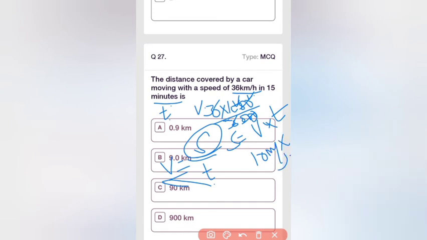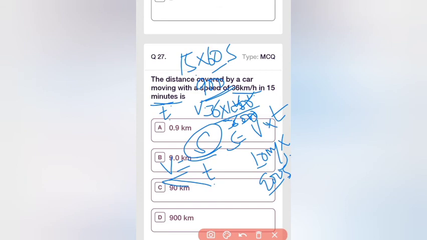What about the time? It is 15 minutes. We need to convert 15 minutes to seconds. So 1 minute is equal to 60 seconds. So when you multiply this, we get 900 seconds. So 10 into 900, that is 9000 meter per second square.